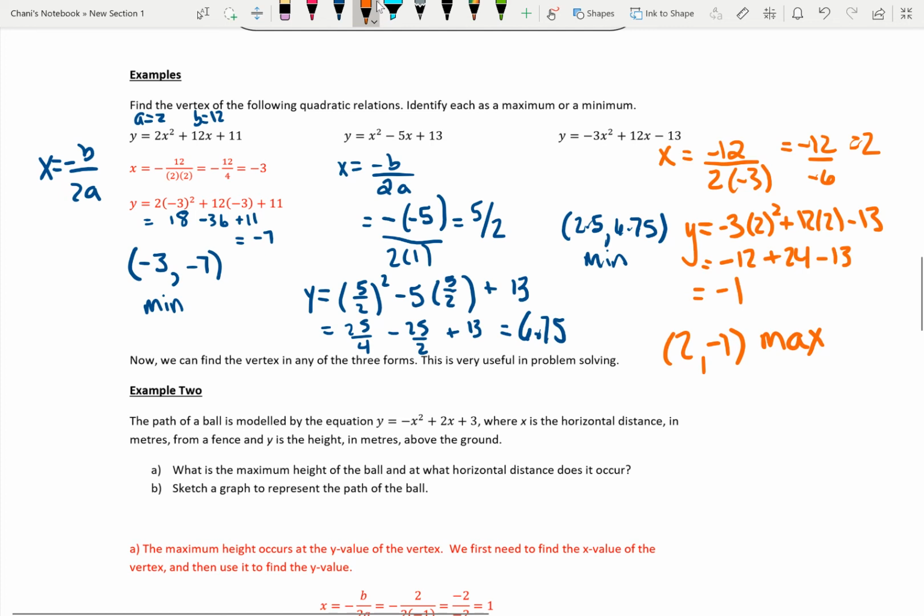So now we know how to find the vertex in any of the three forms, which is very useful in problem solving.